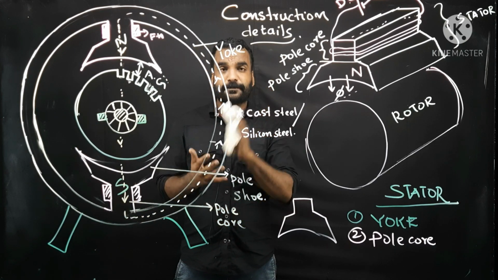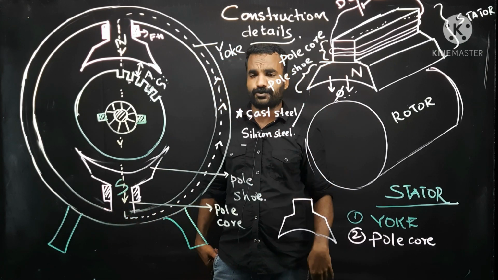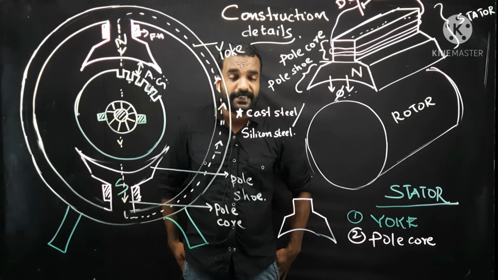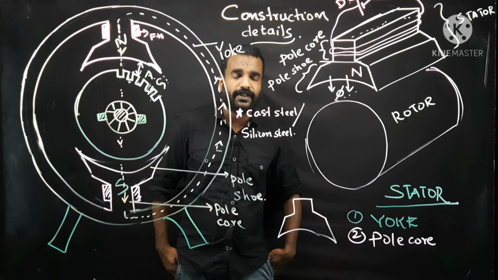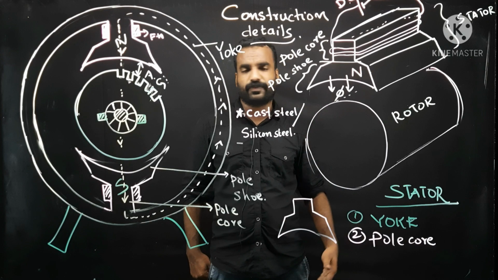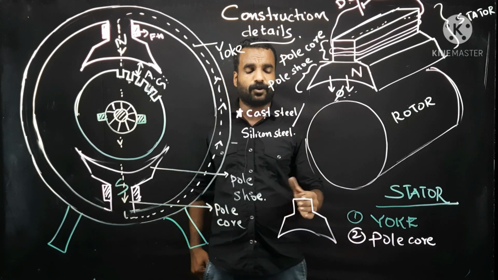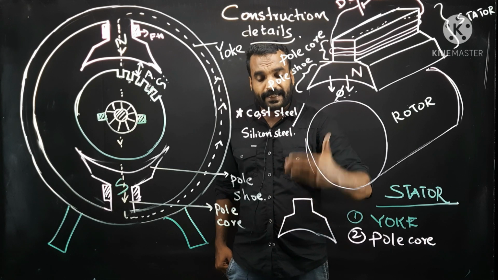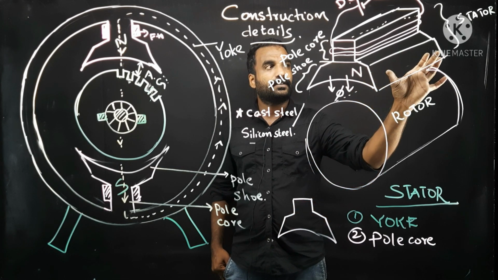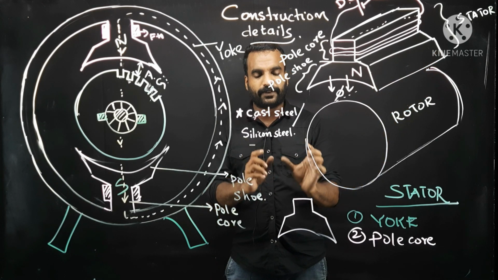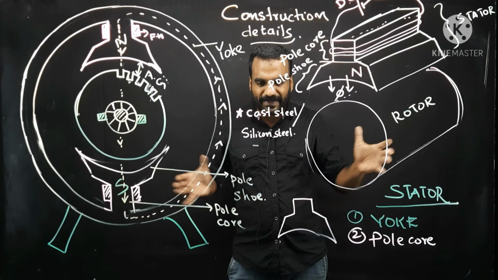First point is, we can use cast iron or cast steel to make the pole core and pole shoe. Cast steel or silicon steel. If silicon is added to the steel, its conductivity will get reduced so that eddy current loss will be reduced. If it is a large machine, in order to reduce eddy current loss, we can make laminations for the entire stator. The entire stator is made with a number of small laminations like this, and they will be stacked together.